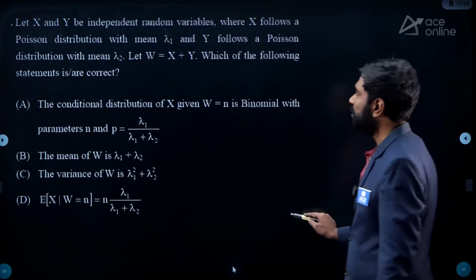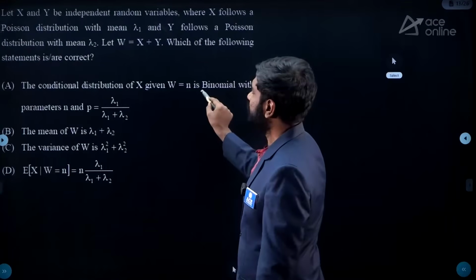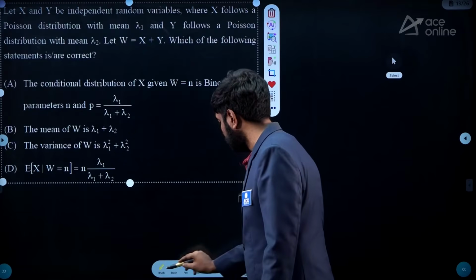The first thing I want to decode is what is w. Students, try to analyze what is w.